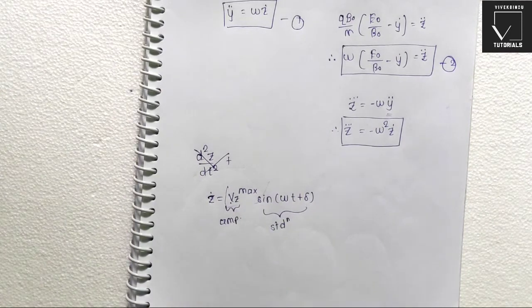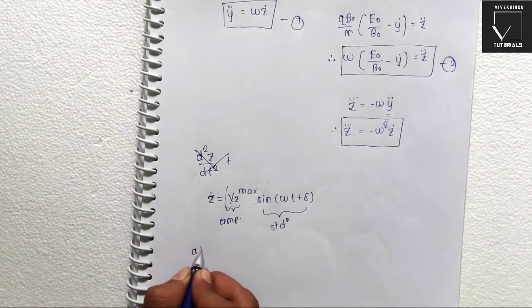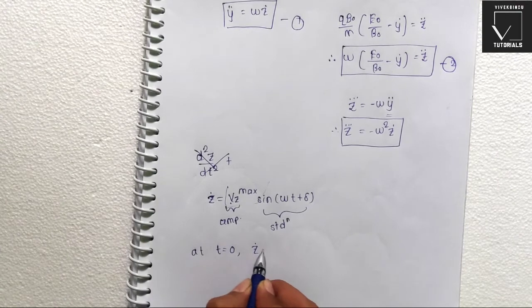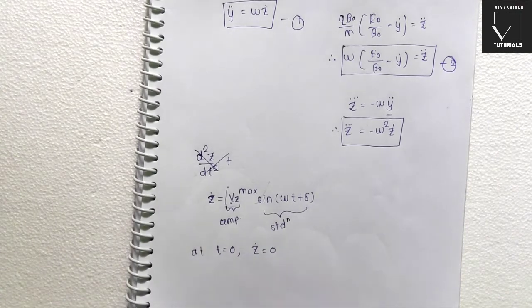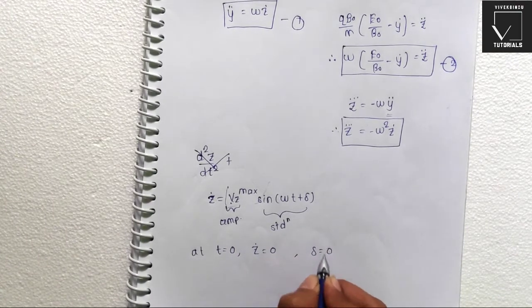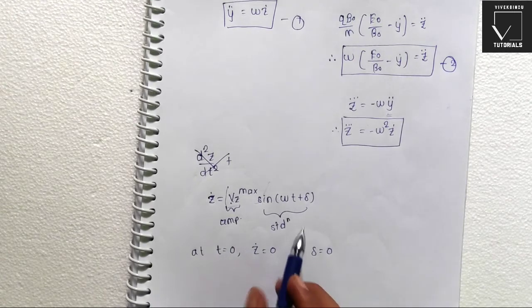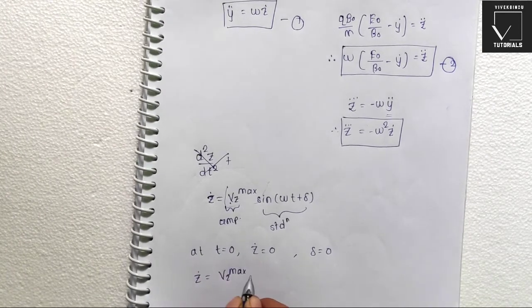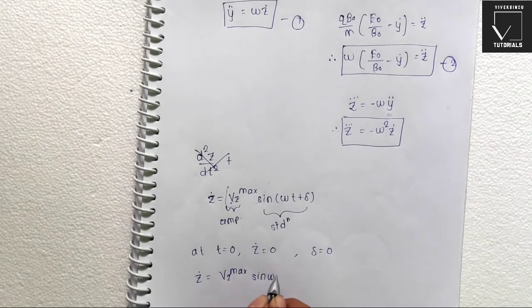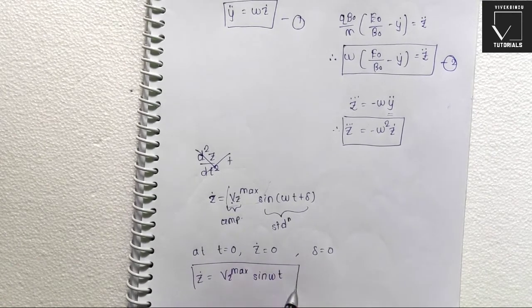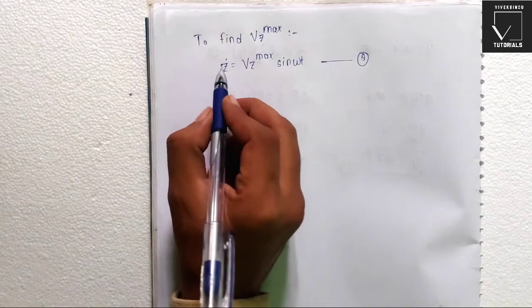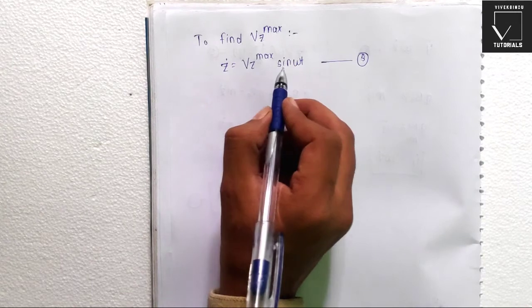For that, let's consider the case at t equal to 0. At t equal to 0, we have z dot equal to 0, and then we can get delta is equal to 0. We put this delta in the equation, and we get z dot is equal to vz max sine omega t. Now we have to calculate vz max. To find vz max, let's consider this equation z dot is equal to vz max sine omega t.